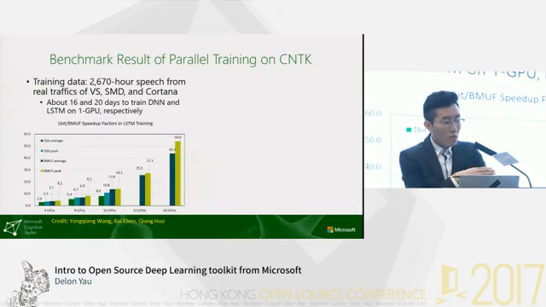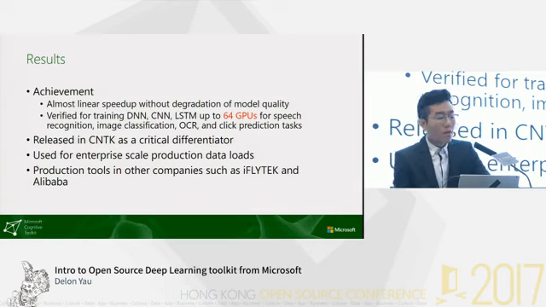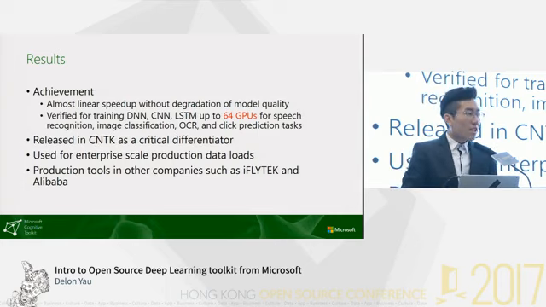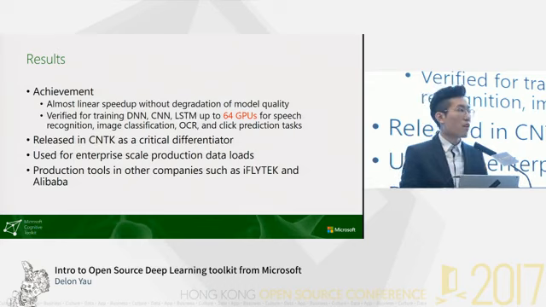So this graph shows some benchmark results of parallel training with the CNTK. So basically, I talk about the data science VM that we have on Azure, right? Not only is CNTK available in this data science VM, some other open source frameworks, the most popular ones, for example, Caffe or TensorFlow, are also available within this data science VM.